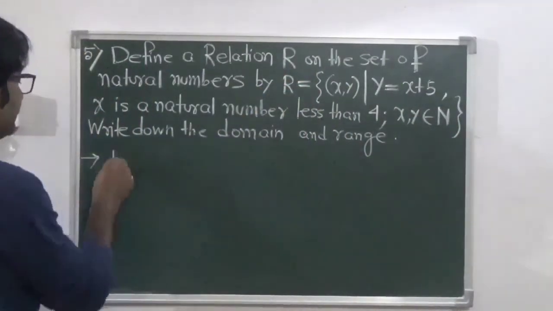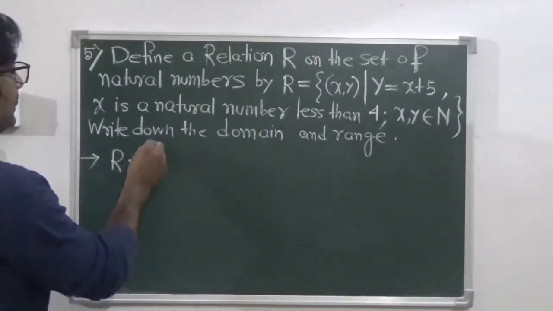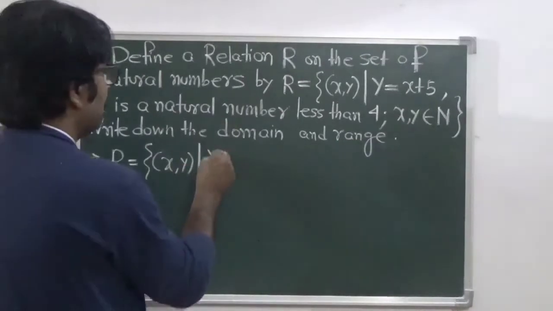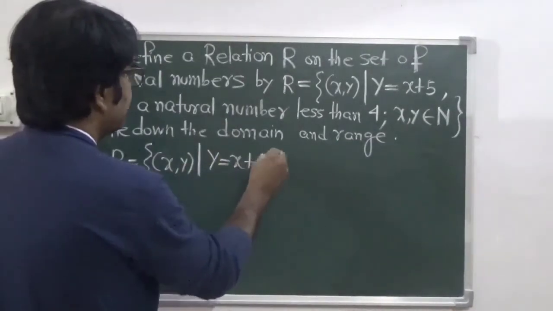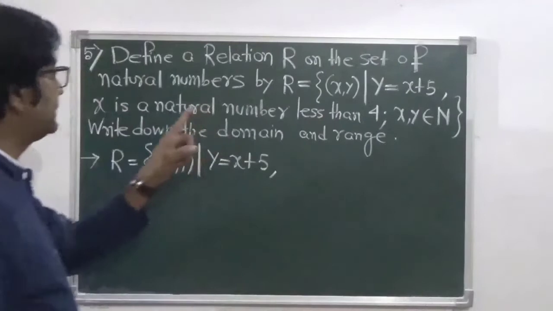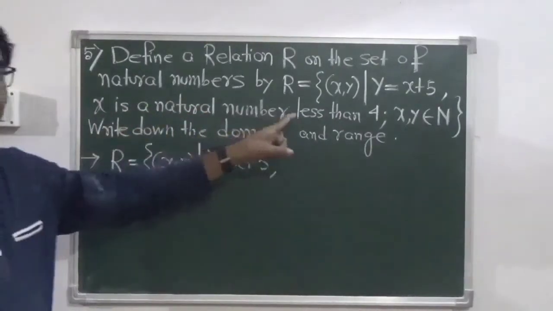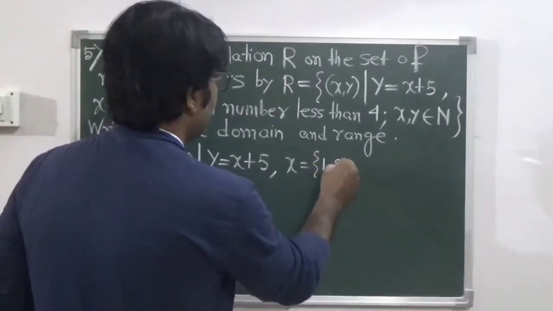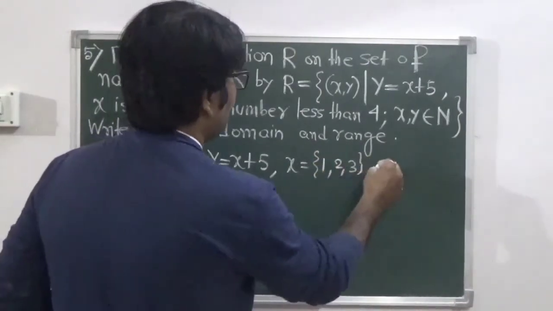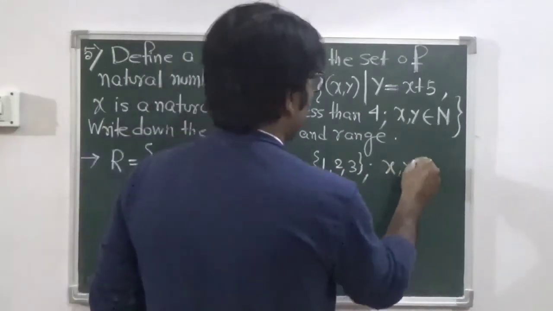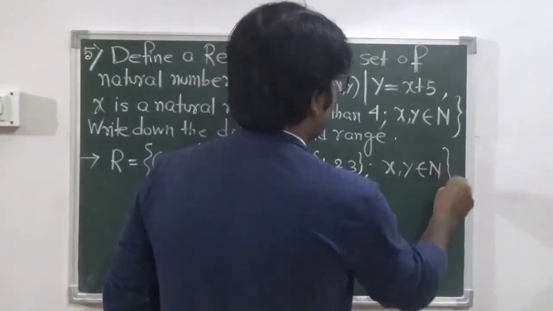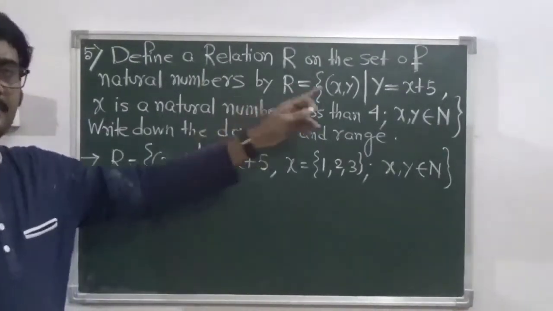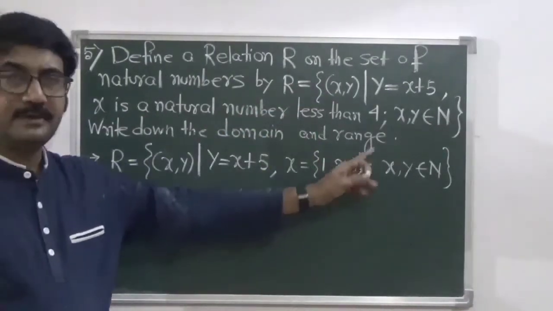So again, let us first write down the relation given as (x, y) such that y equals x plus 5. The condition is x is a natural number less than 4, that is x equals 1, 2 and 3, and x, y belong to natural numbers. So you can write that x is a natural number less than 4, so x is 1, 2 and 3.